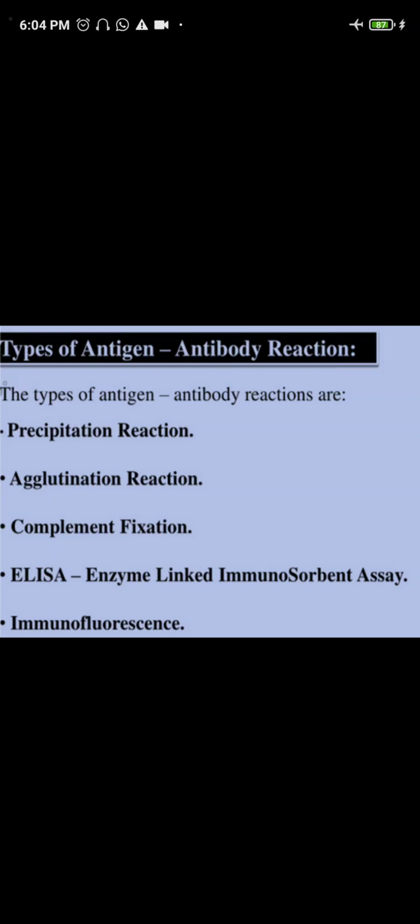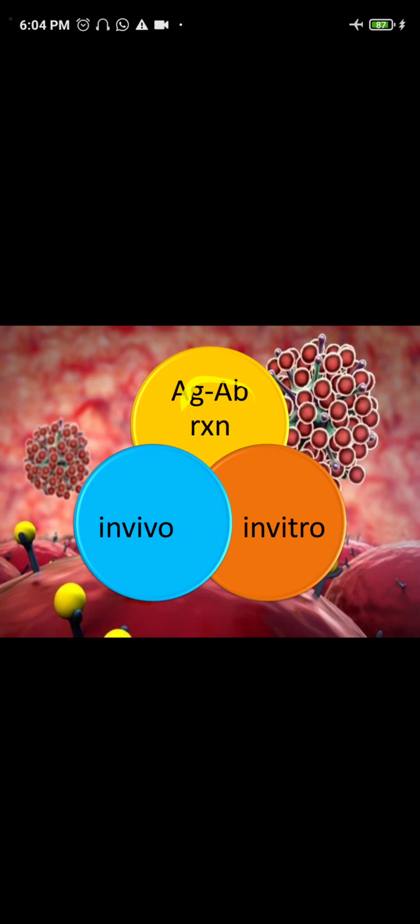What are the different types of antigen antibody reactions? There are different types like precipitation, agglutination, complement fixation test, ELISA, immunofluorescence. These are the different reactions that are formed when an antigen and antibody combine. Now this antigen antibody reaction can be in vivo or in vitro. In vitro means in the lab. In vivo means when an antigen antibody complex is formed inside your body. That is in vivo. And if these reactions are happening in the laboratory, then it is in vitro.